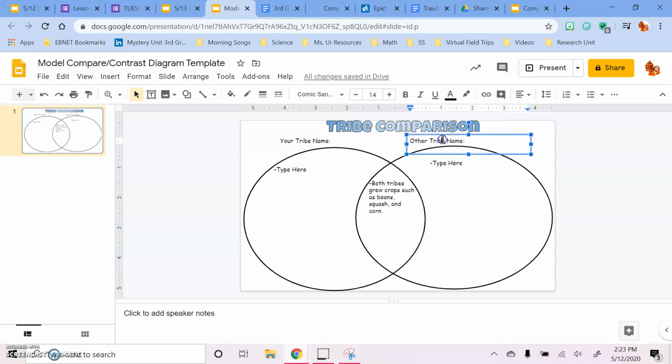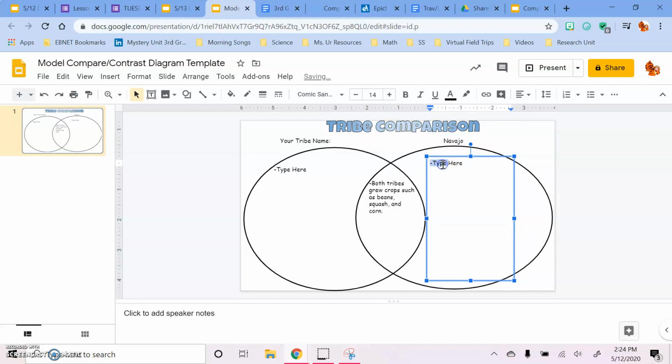I also noticed, oops, my tribe names are gone. The Navajo grew crops in the summer because of the weather. And I think that's because of the location of where they are in the United States. So they were in the Southwest, so they needed the summer to be able to have good, strong crops.